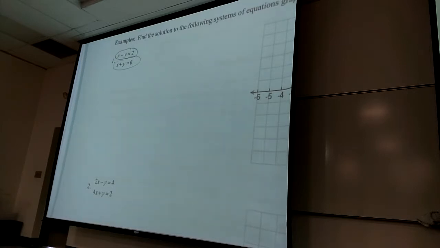If they meet at one point, that is the one point that works in both equations. Does that make sense? So where the lines intersect, that point is on both lines. So that point works in both equations. That would be the answer to this, what we call a system of equations.